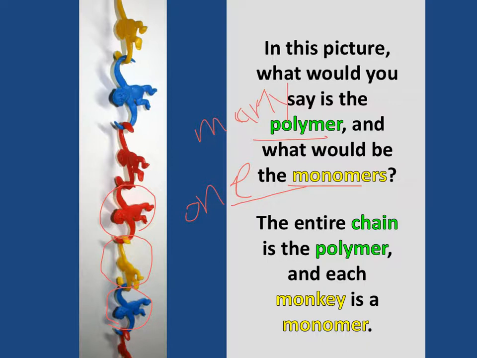Okay, so there's no notes on this slide. It's just to give you another example of the monomer and polymer. Individual link, individual monkey, that's the monomer. Whole chain, or the whole chain of monkeys, that's your polymer. Many repeating units.